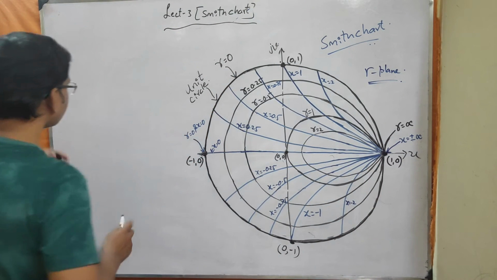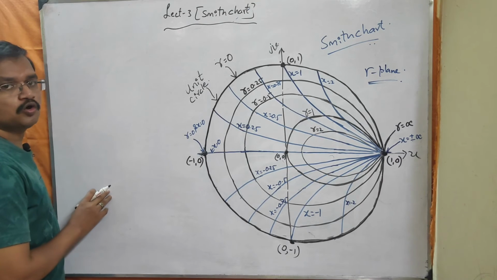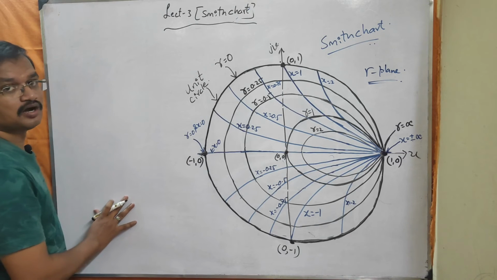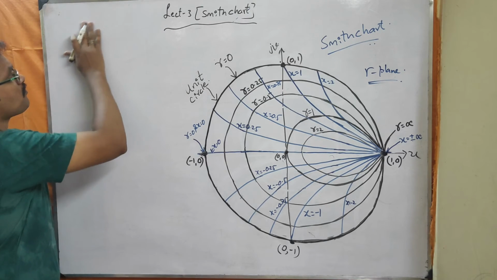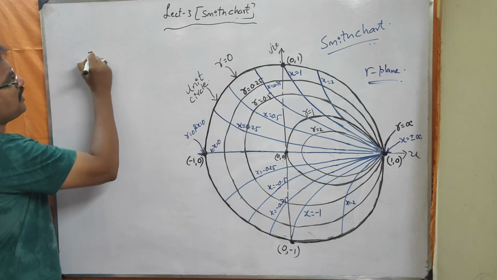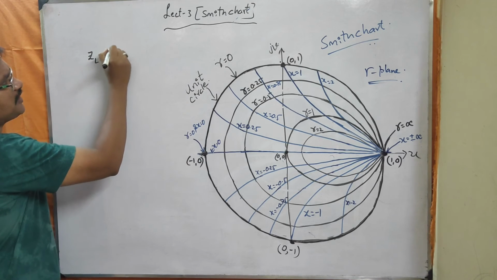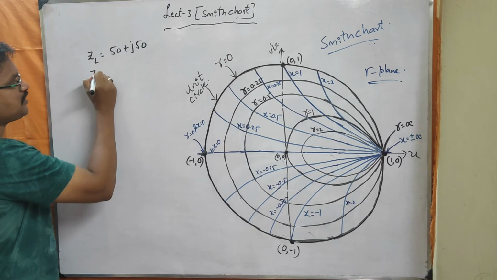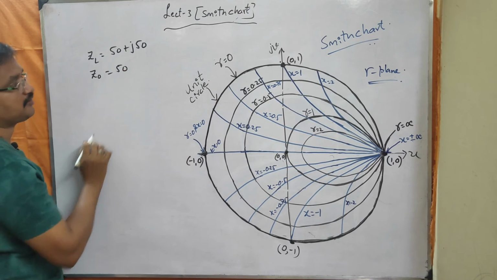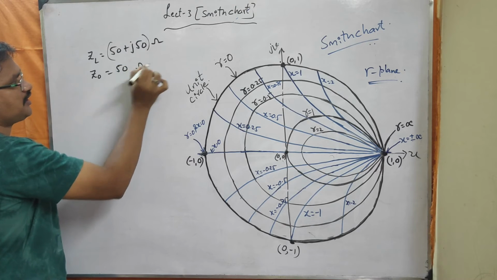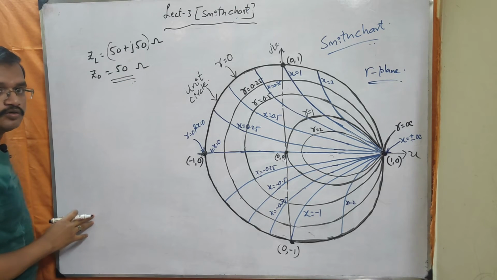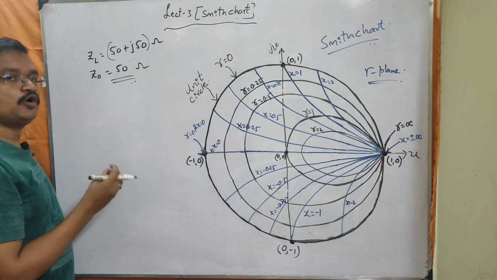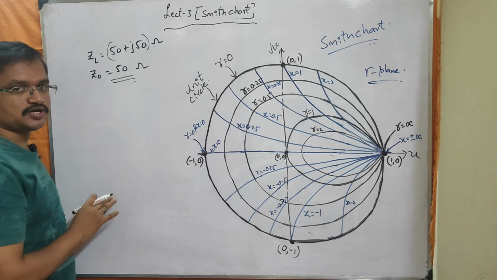Okay, now we will see how to locate the given load impedance on this Smith chart. Let us assume they have given ZL value as 50 plus j50, and the characteristic impedance of the transmission line they have given as 50. So this is 50 plus j50 ohms, and the characteristic impedance is 50 ohms. Suppose they asked to locate the load impedance on the Smith chart.